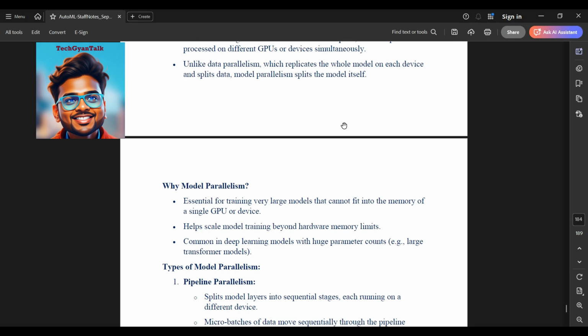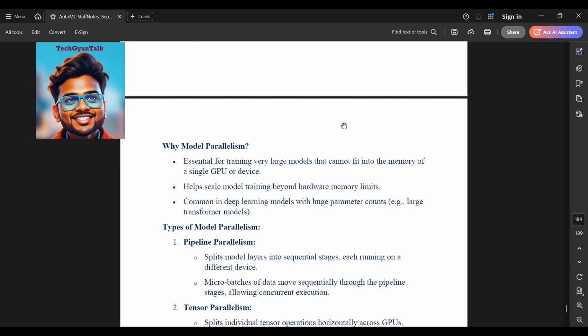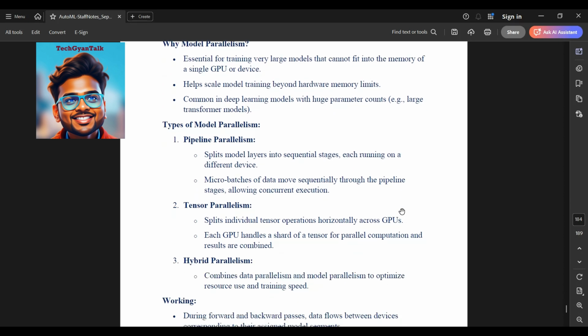So why do we want model parallelism? It is essential for training very large models that cannot fit into the memory of a single GPU or device. That is one thing, and it helps to scale model training beyond hardware memory limits. It is common in deep learning models with huge parameter counts, for example large transformer models. The types of model parallelism are pipeline parallelism, tensor parallelism, and hybrid parallelism.